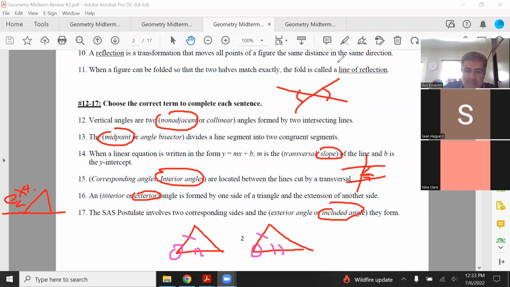There we go. Those are the answers for those problems. So again, vertical angle is not adjacent. Midpoint divides a line segment into 2 congruent segments. Slope is what m represents, y equals mx plus b. If you have a transversal that cuts 2 lines, we call the angles located between the lines interior angles. An exterior angle of a triangle is formed when you extend one of the sides, and it's formed by one of the sides of the triangle. SAS, you have to have side angle side. So you have to have the included angle between the 2 pairs of congruent sides.